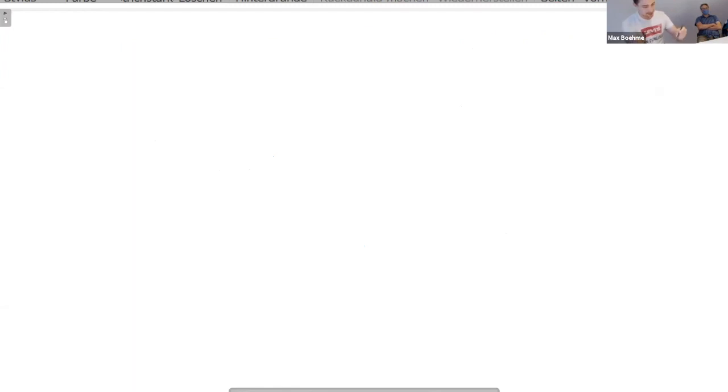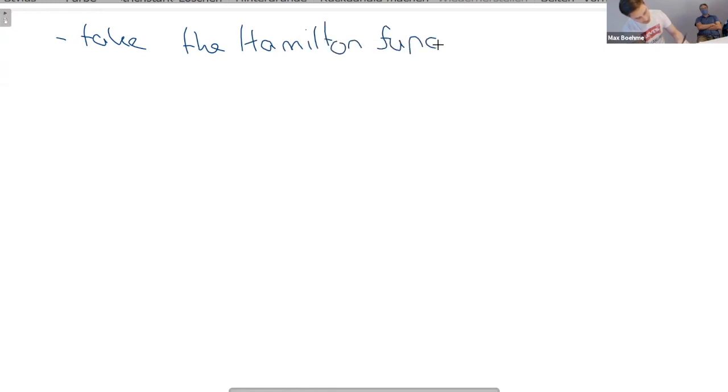There's no real good way, in my opinion, to motivate the next step. Maybe I don't understand all the motivations to a good extent, but okay, where we start out. We take the Hamilton function of classical mechanics and do the following.